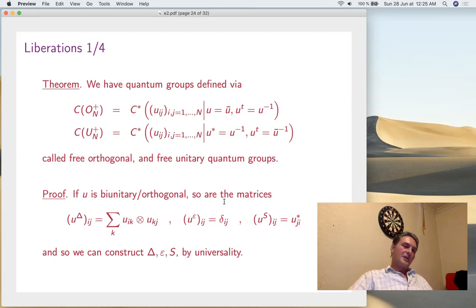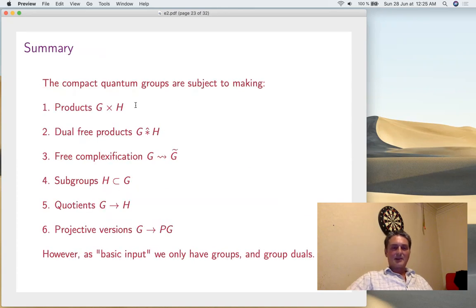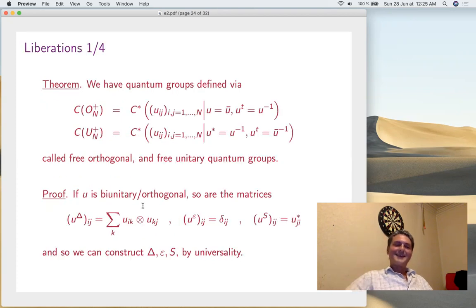And as a first remark, of course, these are bigger than ON plus, UN plus, because ON plus, UN plus is the same thing, but assuming that the coordinates commute. So these are new things. And they're not products. I mean, look at this list that we are having here. What we're doing there is not a product or a subgroup quotient, whatever. So it's something new. It's called liberation.